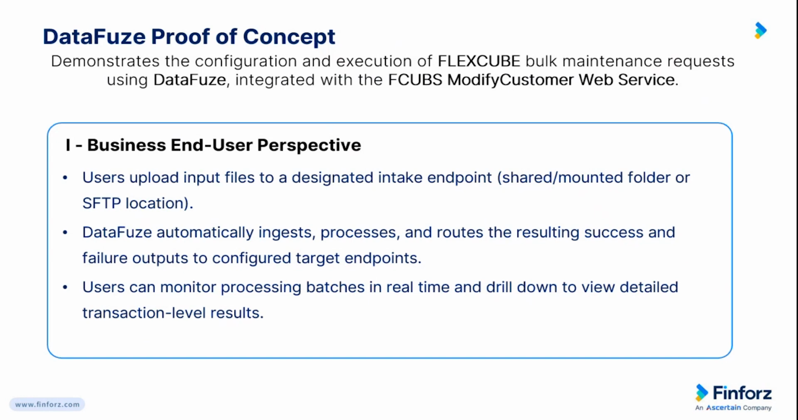It can be a shared mounted folder or SFTP location. Datafuze automatically ingests, processes, and routes the resulting success and failure outputs to configured target endpoints. And then user can monitor processing batches in real time and drill down to view detailed transaction level results.